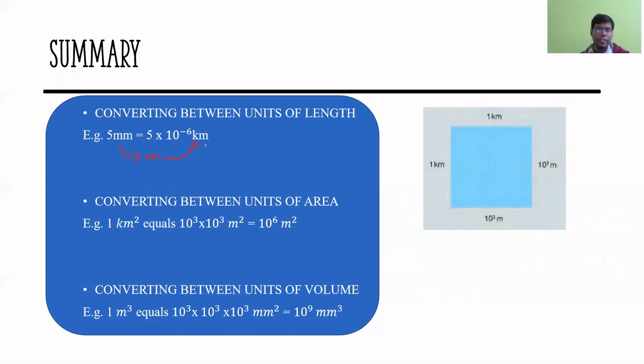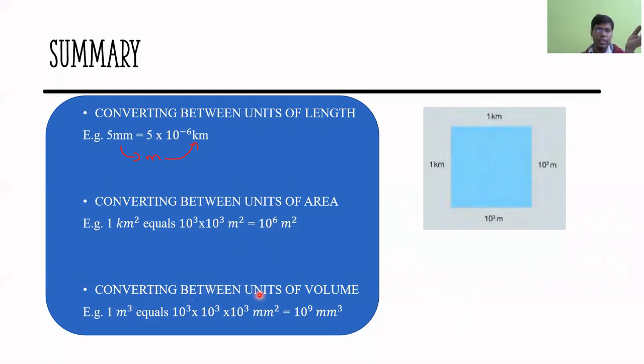So that's about length. So it was one dimensional. When we have area, the area becomes two dimensional. So 1 kilometer square is nothing but 10 power 6 meter square. Because 1 kilometer square, here it's given, this is 1 kilometer, this is 1 kilometer. So we have converted into corresponding meters. So this is 10 power 3 meters, this is 10 power 3 meters. So that is nothing but 10 power 6 meter square.